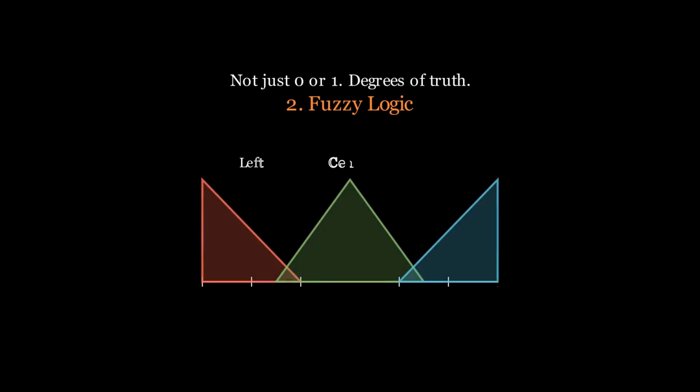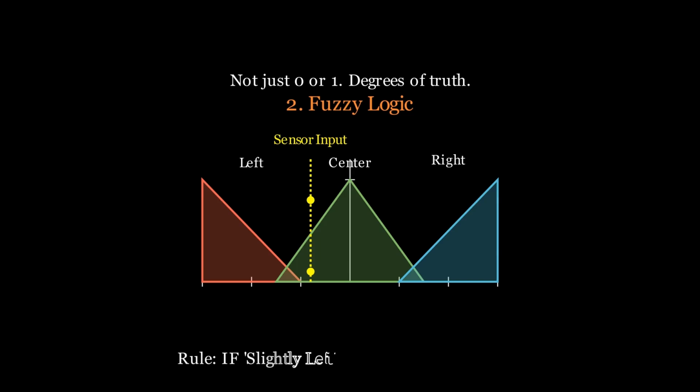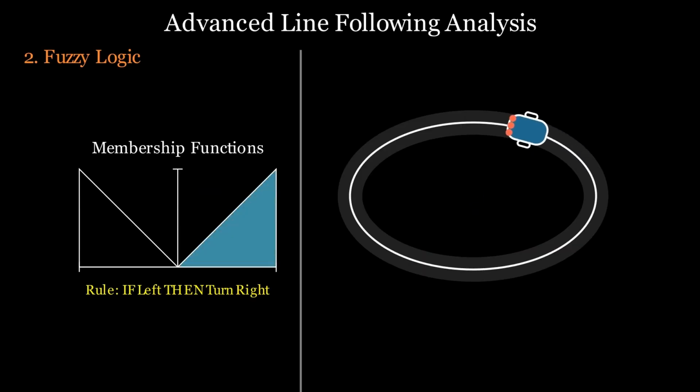Fuzzy logic. It works with degrees of uncertainty. If the line is a little bit off, turn slightly, just like human beings. For a line following robot, it tweaks the motors slightly to avoid wobbling.